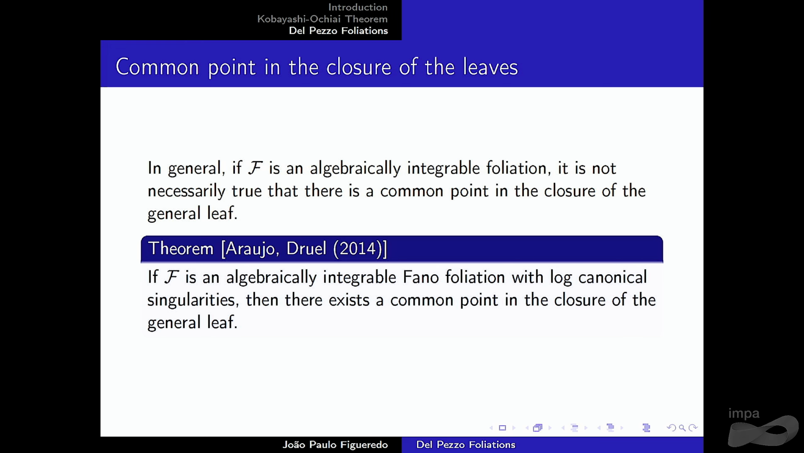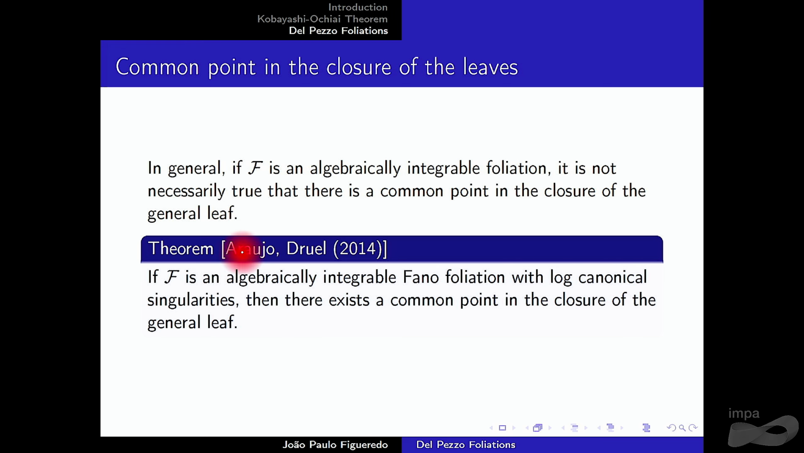Another aspect which will be important is the following. If F is, in general, an algebraically integrable foliation, it's not necessarily true that if you take the closure of the leaves, they will meet at one point. But this will be true for Fano foliations with log canonical singularities. And this is a result by Araujo and Druel.